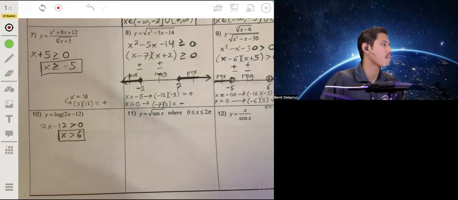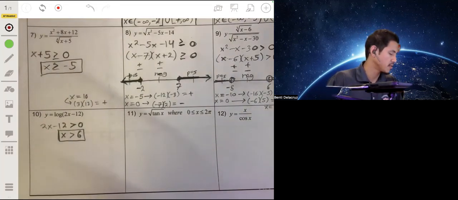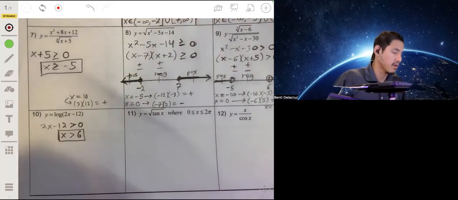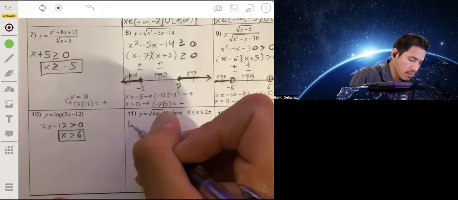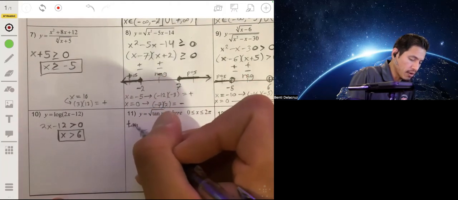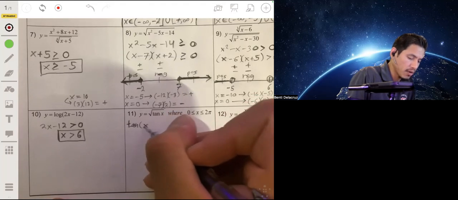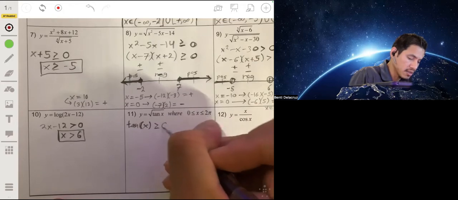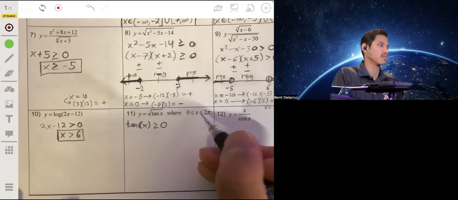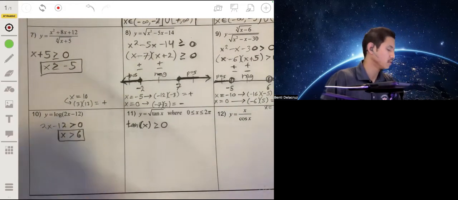Now 11, let's recall how our trig works. So if we're going to take the square root of a quantity, remember that we want it to be positive, or at least 0 at the very least. So let's look for values where tangent of x is greater than or equal to 0 on this interval, from 0 to 2 pi.